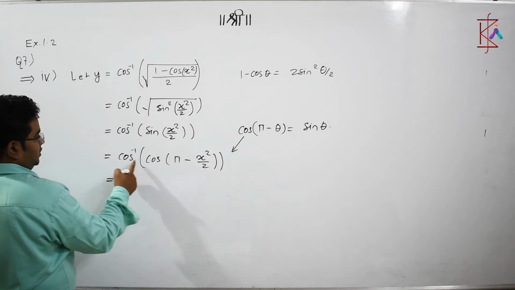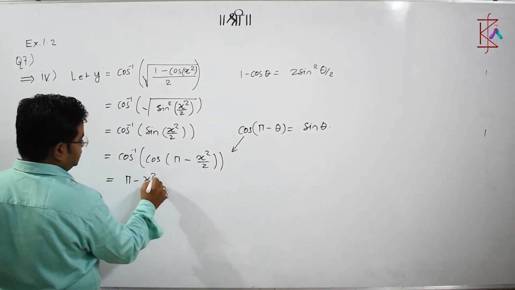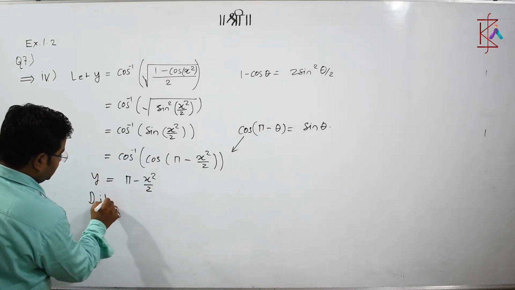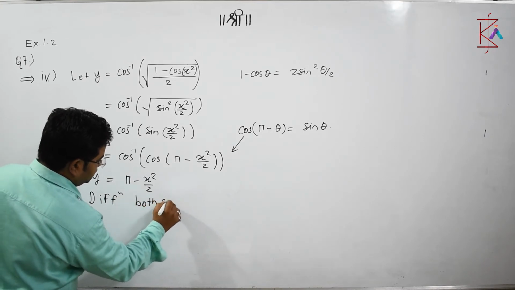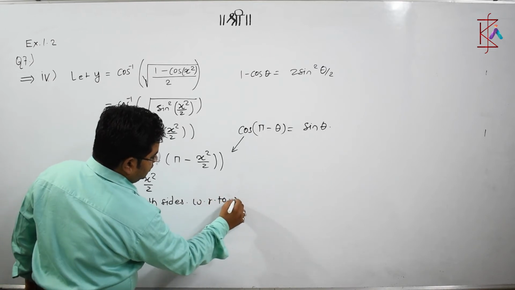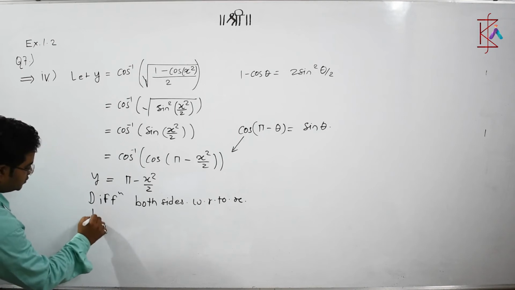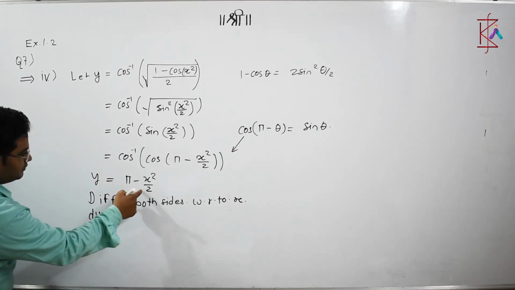Okay, so cos inverse of this cancels and remains what? Pi minus x square by 2. Y is equal to... so differentiating both sides with respect to x, what will happen? Be fast. So dy upon dx is equal to, what is the differentiation of this?